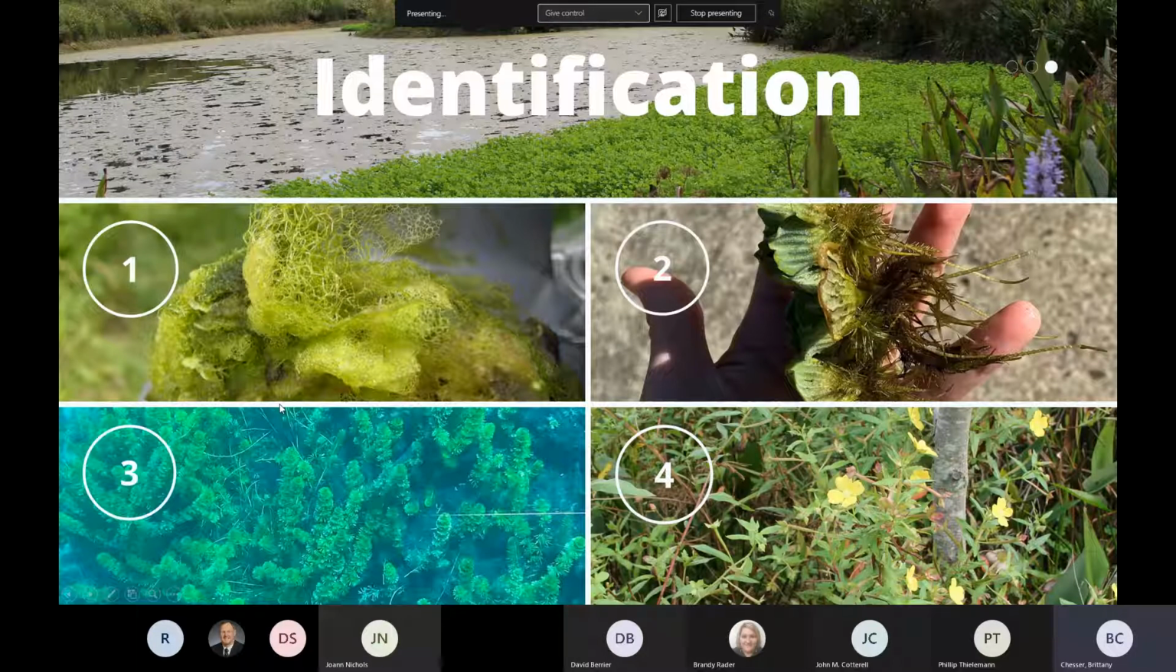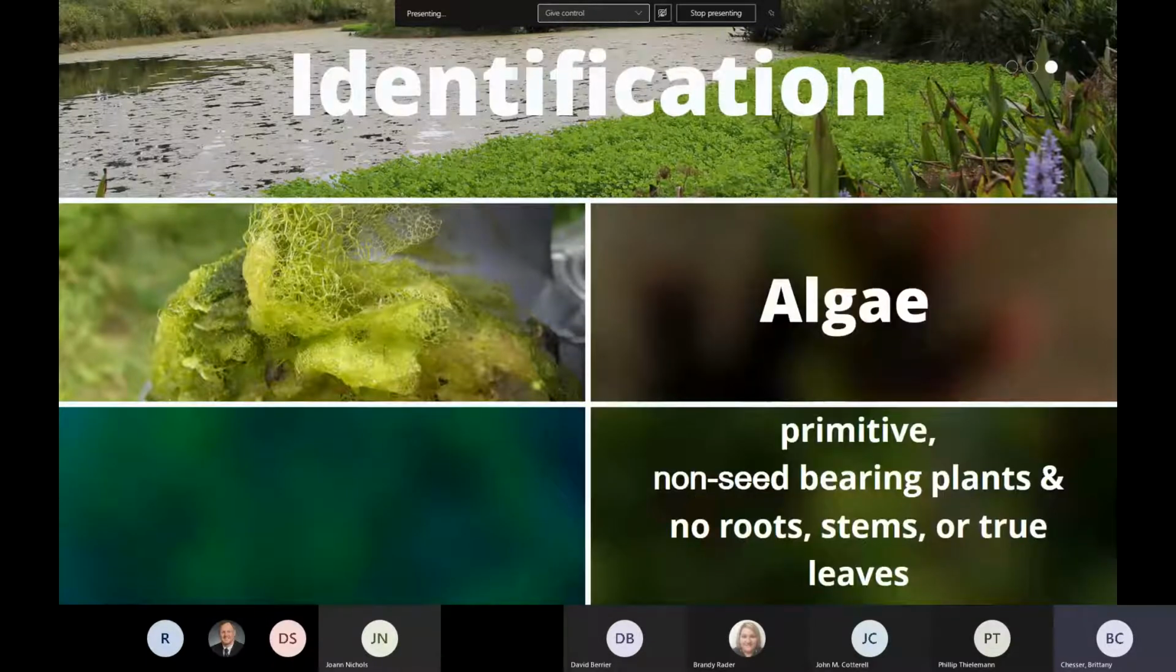Okay, moving on to identification. This is definitely the first critical step when you're selecting an effective control method. There's 4 different classifications. Hopefully you're all somewhat familiar with these, and you'll notice that within each classification, they have certain trends related to what herbicides are effective, but of course there's always exceptions. And so we have algae, which are our primitive non-seed bearing plants with no roots, stems, or true leaves.